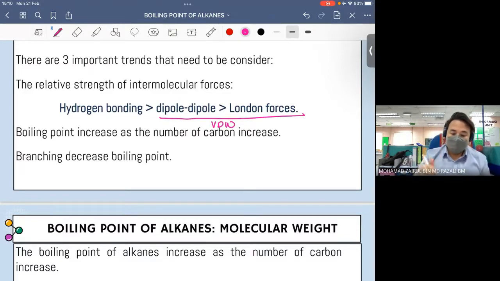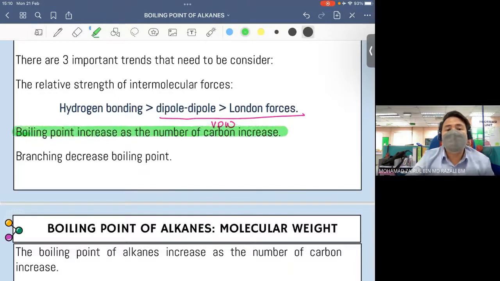Okay, another key point that you need to take note of before explaining the boiling point of any organic compound is that the boiling point tends to increase as the number of carbon increases. Yang ni kita akan tengok kejap lagi kenapa reason dia. And the branching will decrease the boiling point. It means that the higher the number of branches for isomeric molecules, the lower the boiling point.